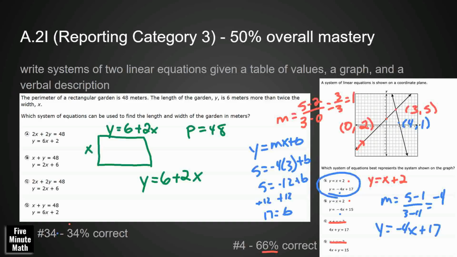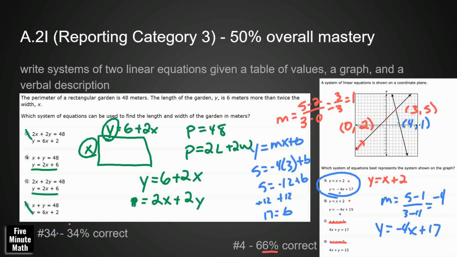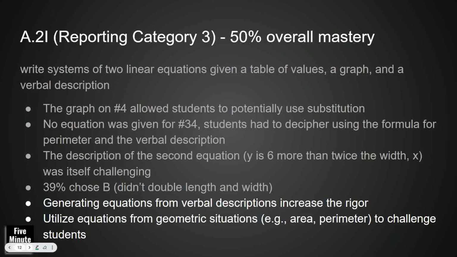And I've got that y equals 6 plus 2x here, y equals 6 plus 2x there. That's not going to work on either of these. Where do I get my second equation? Well, remember our perimeter formula is P equals double the length plus double the width. So I'm going to end up needing my x and my y, so I need P equals 2x plus 2y, and it's not just P, they give us the value. It's 48. So I've got my double the length, double the width equals my 48. There's my answer. Only 34% of our students got that correct.